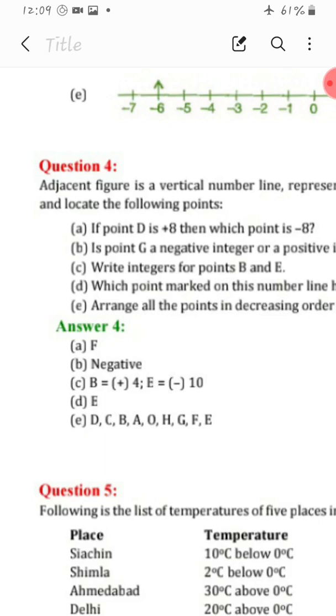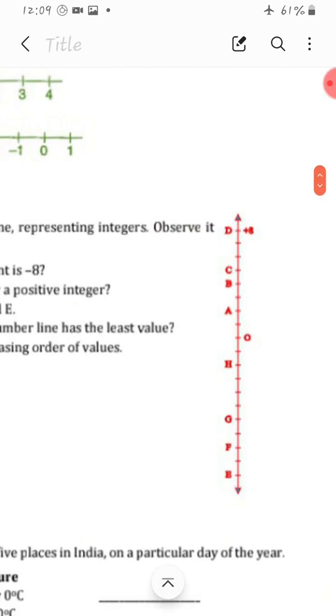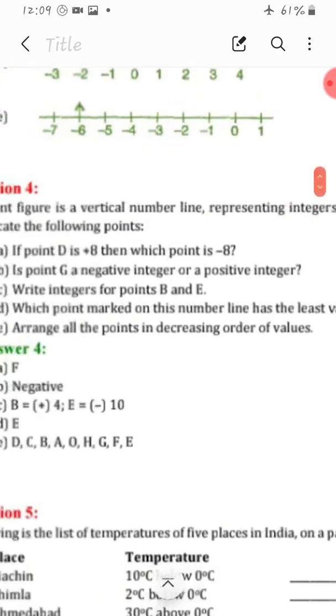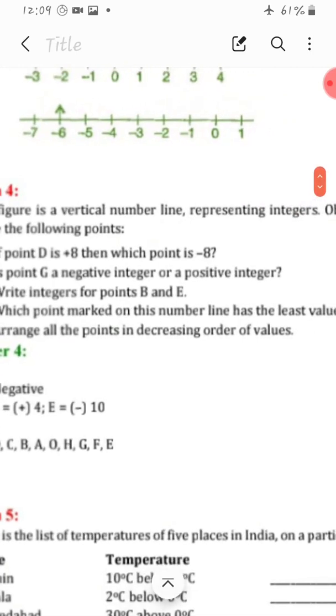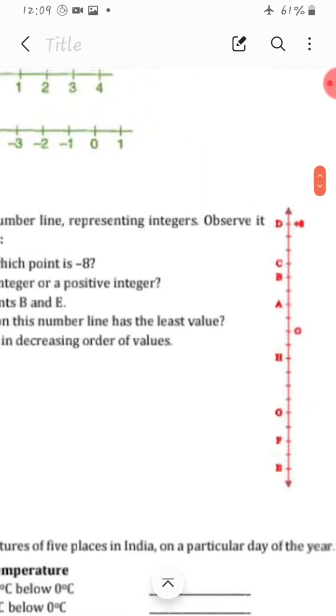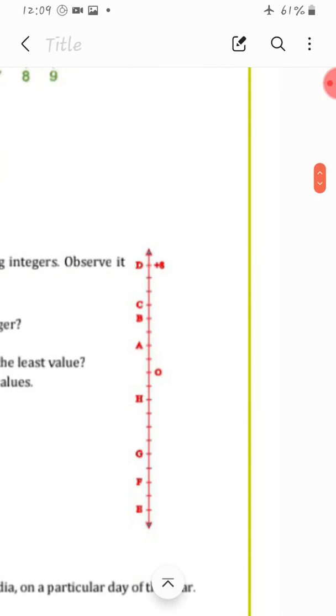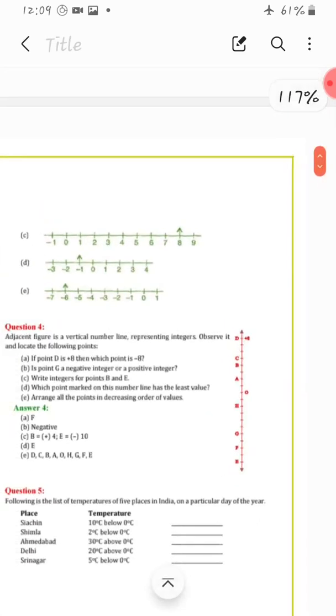Then arrange all the points in decreasing order, from bigger to smaller. We all know D is the highest here because it is plus 8. We have to arrange the letters only, in decreasing order, from bigger to smaller. So D, C, B, A, H, G, F, E. Hope you have understood this question number 4. Let's proceed to question number 5 now.